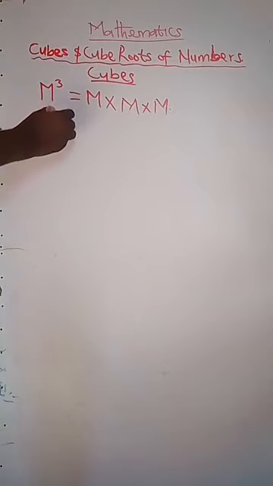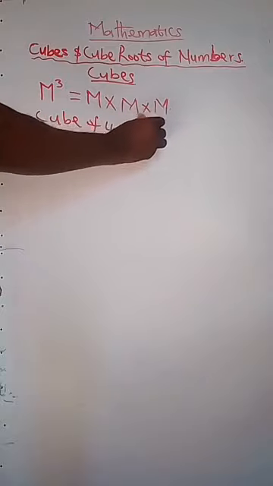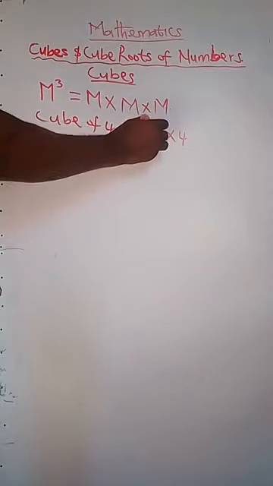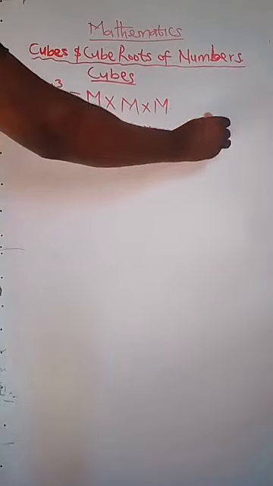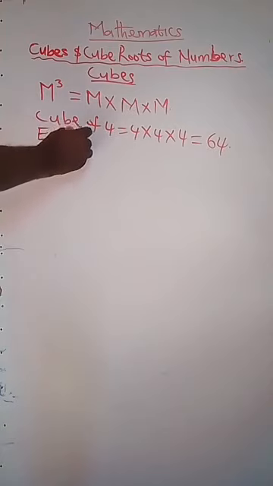Cube of 4 is 4 times 4 times 4. 4 times 4, 16. 16 times 4, that is 64. So that is the meaning of cube or cubes in mathematics. Now, let's look at some examples to understand what they are saying. Examples.